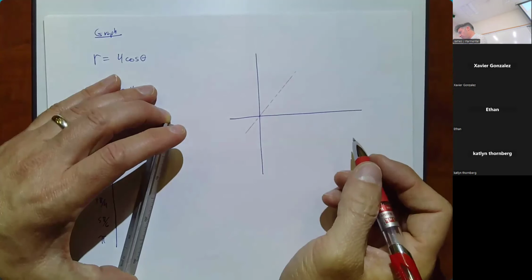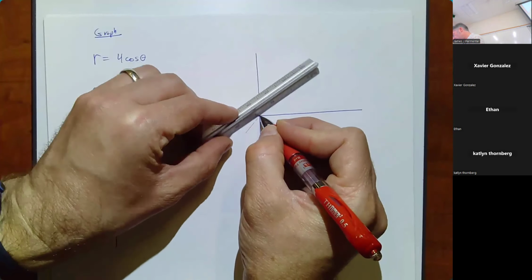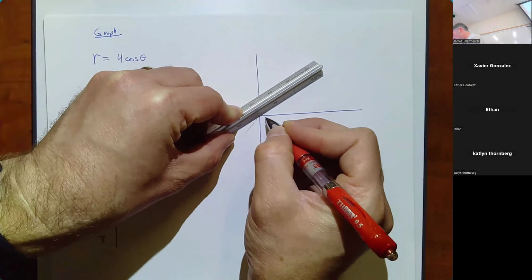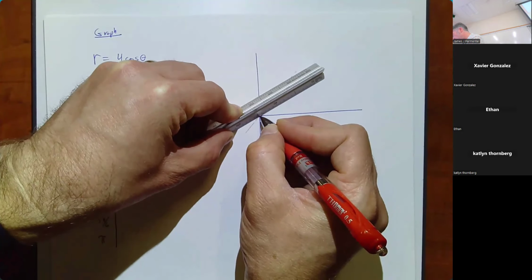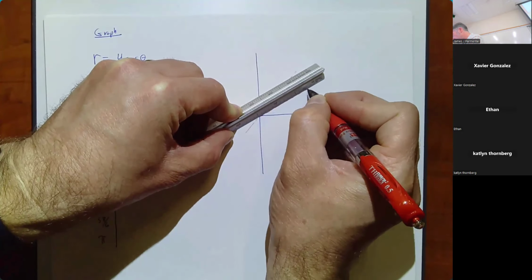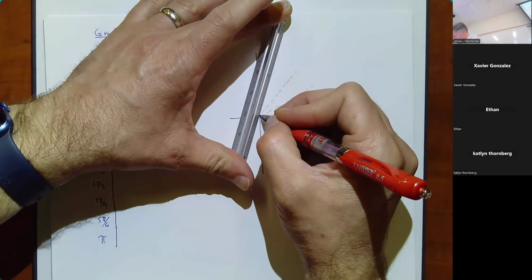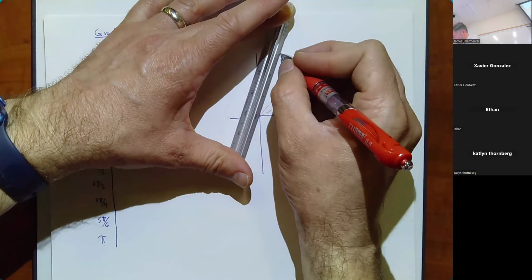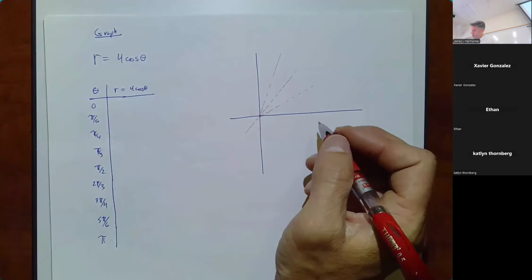So there's the angle pi over 4. Pi over 6 is about right there. Again, not going to be perfect. I'm just trying to make it look decent. And there's pi over 3 about. Okay.